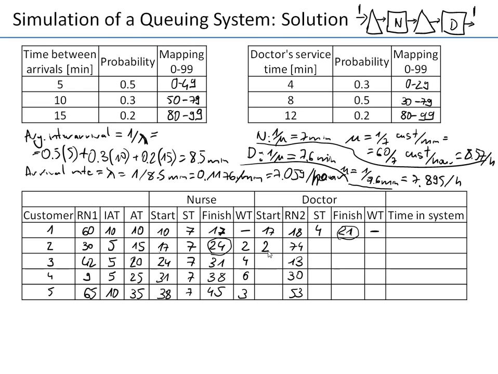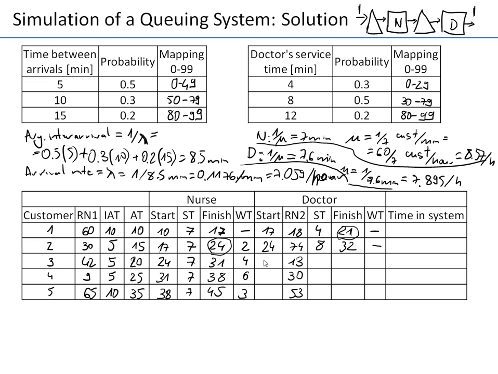So here, this is again the maximum of those two, but now it's the doctor that waits, not the patient. So the patient again doesn't wait. Service time, we take the random number 74, we see it falls into the second range here. So it's 8 minutes of service time. So if the service started at minute 24, plus 8, it finishes at minute 32.